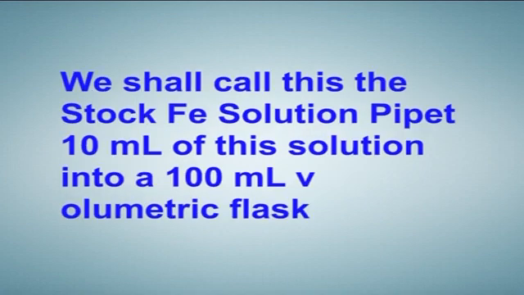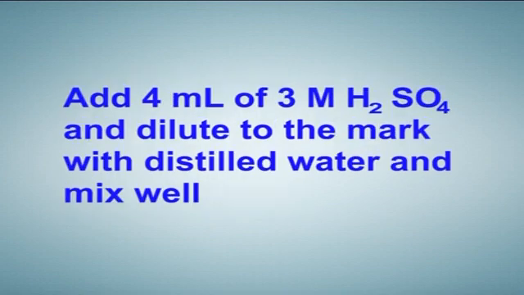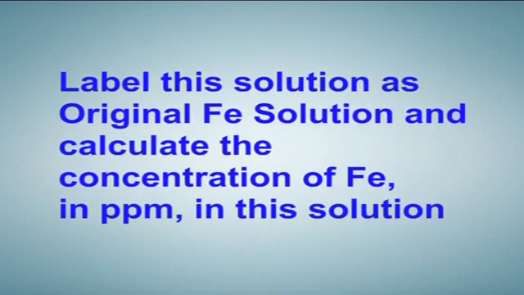Pipette 10 ml of this solution into a 100 ml volumetric flask, add 4 ml of 3 molar sulfuric acid and dilute it to the mark with distilled water and mix well. Label this solution as original iron solution and calculate the concentration of iron in ppm in this solution.